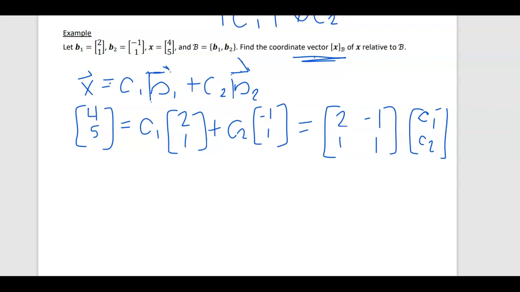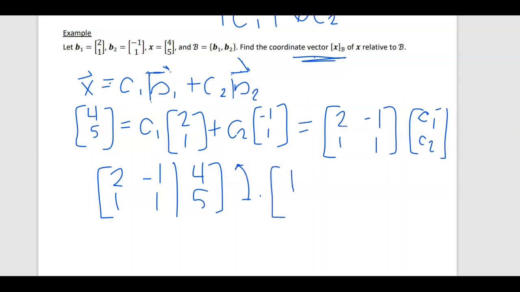A way that we can solve this is augmenting B1 and B2 with our x vector. So let's switch these two rows first. 1, 1, 5. 2, negative 1, 4.